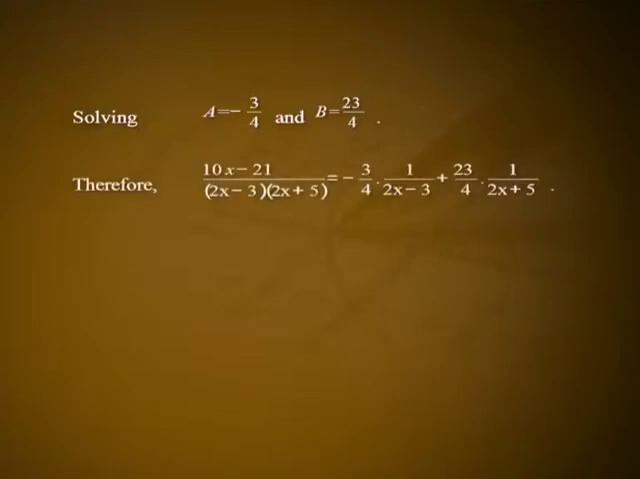Equating the coefficients of like terms on both sides, we have 2a plus 2b is equal to 10 and 5a minus 3b is equal to minus 21. Solving, we get a is equal to minus 3 by 4 and b is equal to 23 divided by 4. Therefore, (10x minus 21) all divided by (2x minus 3) into (2x plus 5) is equal to minus 3 by 4 into 1 by (2x minus 3) plus 23 by 4 into 1 by (2x plus 5).